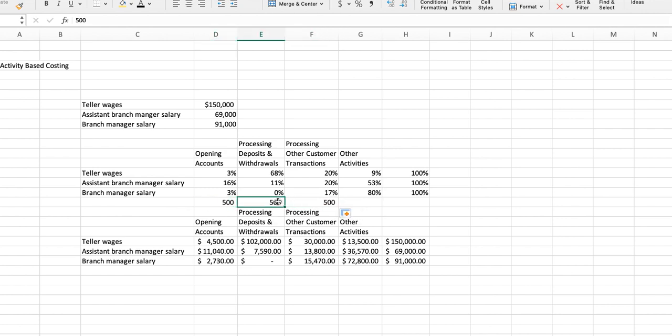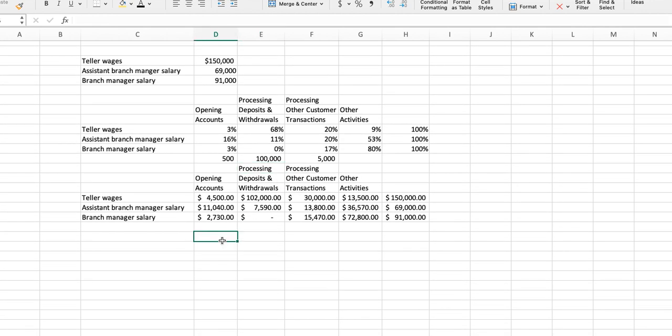And we're going to use 100,000 deposits and withdrawals. Those are my activities, and 5,000 other customer transactions. So now what we want to do is come up with a rate. And so this is our activity amount right here. So then we come down to our rate, and we're going to have to do some totals here first.